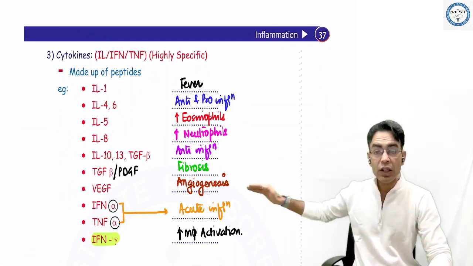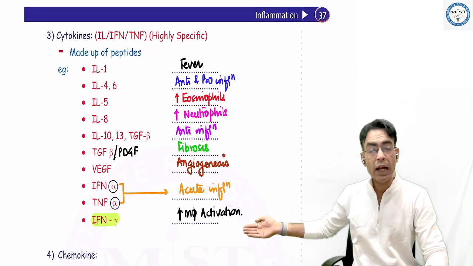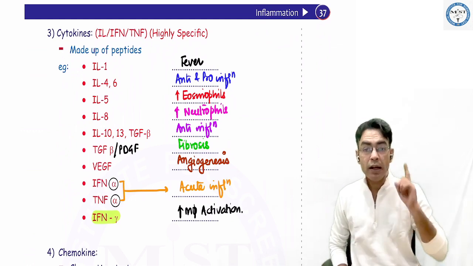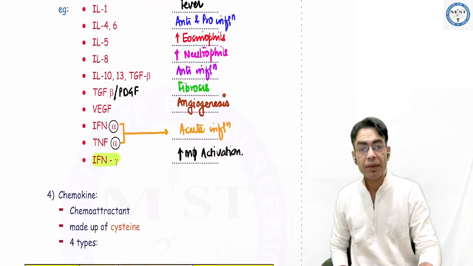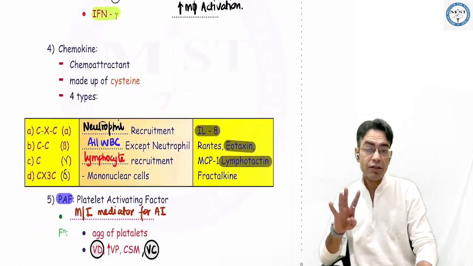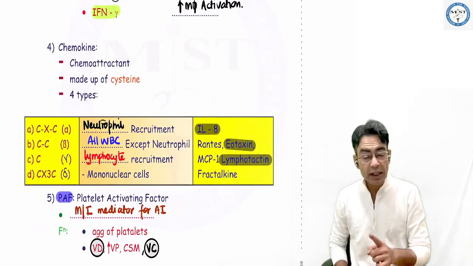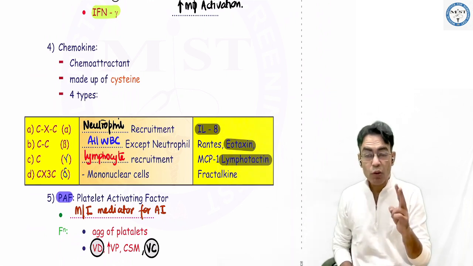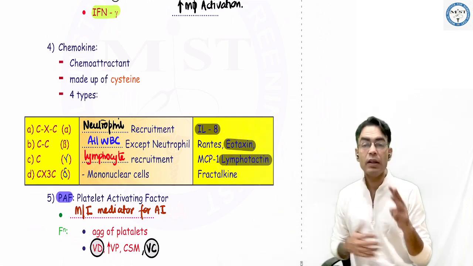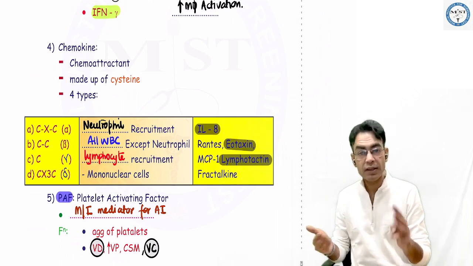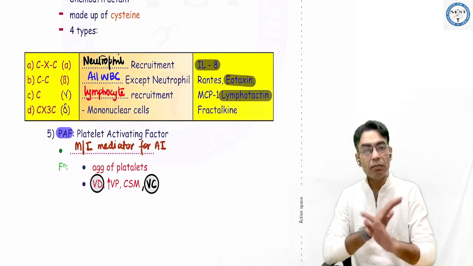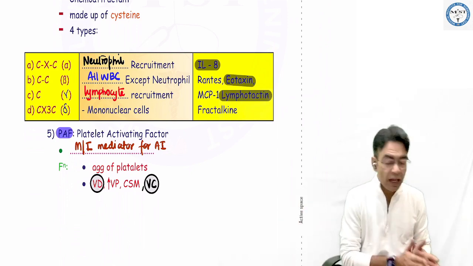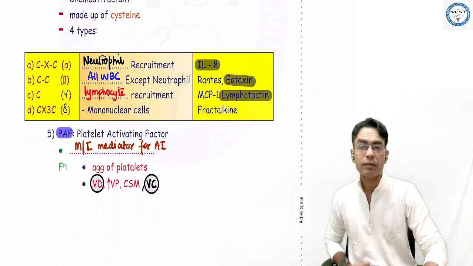Okay. Then VEGF, angiogenesis; alpha ones are acute, and gamma, I told you, I keep forgetting the name, don't forget this one: macrophage activation, interferon gamma, macrophage activation. Chemokines are made up of cysteine, four types: alpha, beta, gamma, delta. Alpha chemokine is for whom? Neutrophil. Beta chemokine, all WBC except neutrophil. Gamma chemokine, this is for lymphocytes. Platelet activating factor, the most important factor of acute inflammation because it can cause vasodilation and vasoconstriction both.